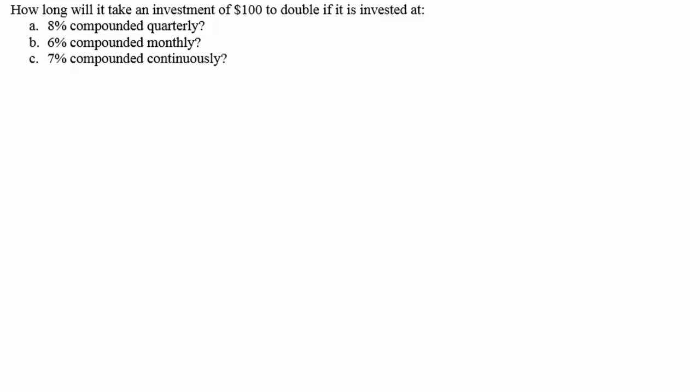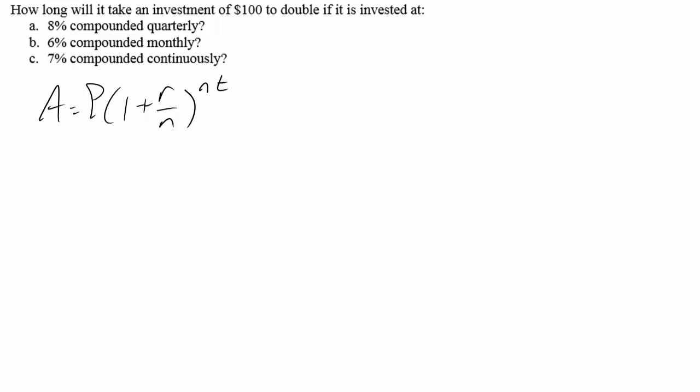And for this problem, we want to know how long it'll take for an investment of $100 to double at varying interest rates. So part A has the interest rate at 8% compounded quarterly. All right, so that's going to use a regular compound interest formula, which is A equals P times (1 plus R over N) raised to the NT power.